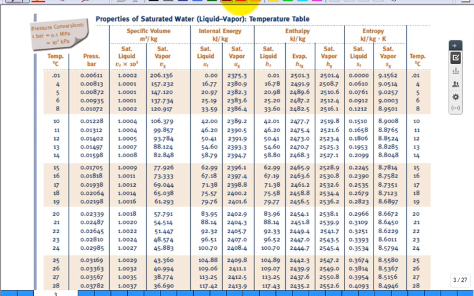Why do I show this table? What is this column right here in table A2? Saturation pressure, and they give it as a function of temperature. So if I wanted it at 20 degrees C, there it is. This is in bar. If I wanted it in kilopascal, just multiply by 100, 2.339 kilopascal. Okay.